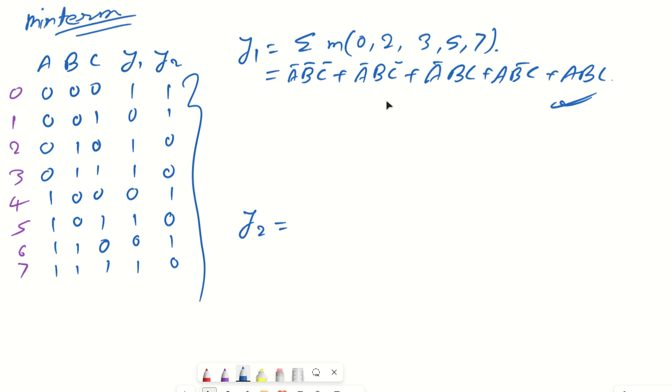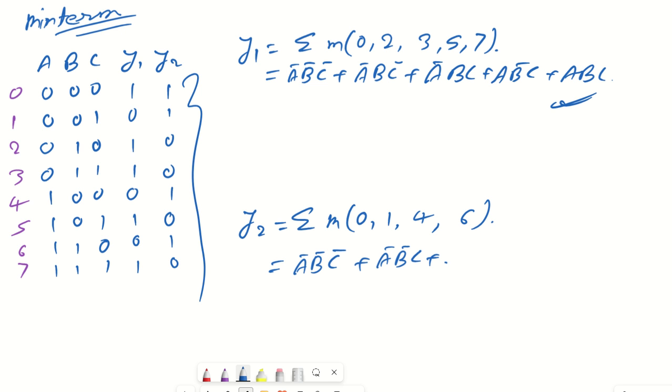Let us see y2. Very quickly I can write it down as the summation of min terms of 0, 1, 4 and 6. That's all. If you want to write down the expression, 0 will be A bar, B bar, C bar, plus 1 will be A bar, B bar, C, plus 4 will be A, B bar, C bar, plus 6 will be A, B, C bar. So this is the complete expression for my min term. This is how min term representation is done.